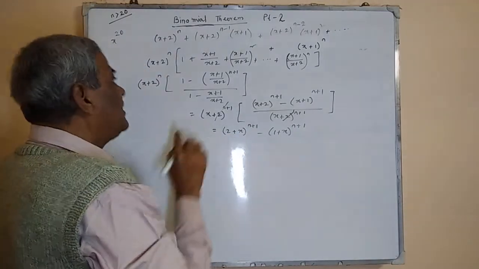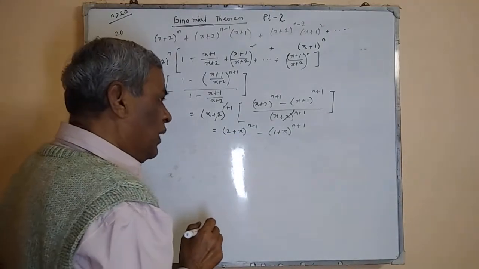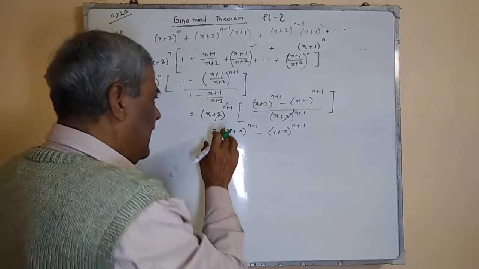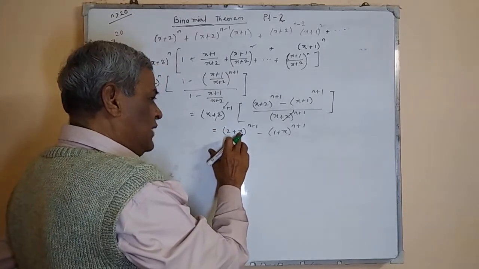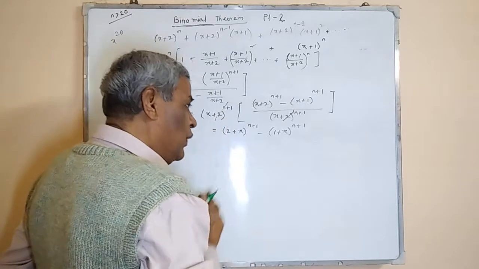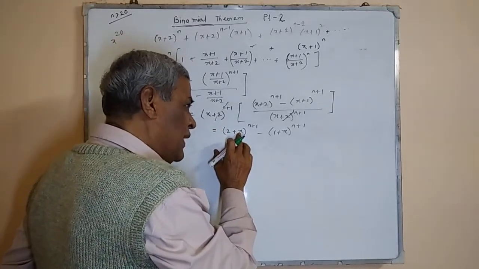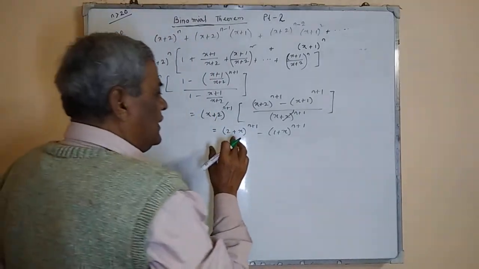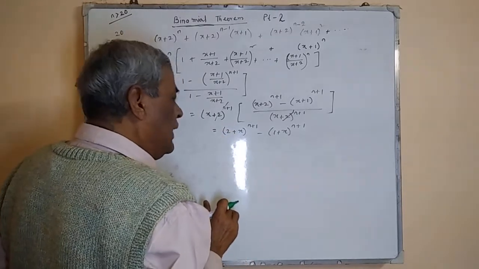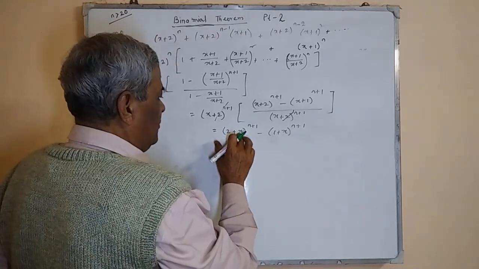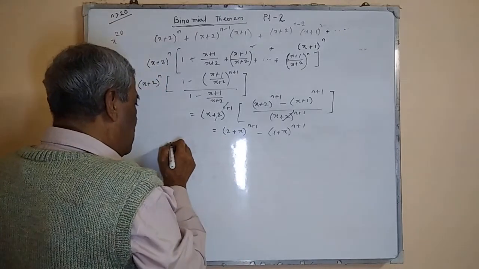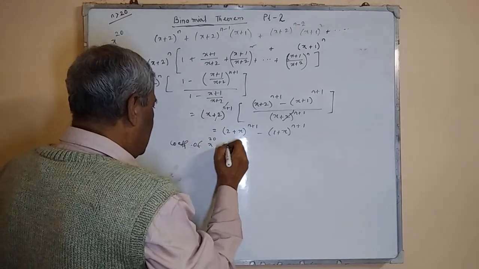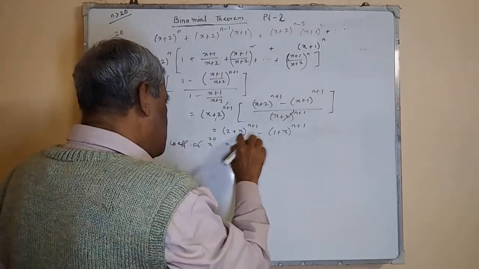Now its coefficient of x to the power 20. So the second term will contain x to the power 1, the third term will contain x squared, the fourth term will contain x to the power 3 and so on. So its 21st term will contain x to the power 20 from there. So the coefficient of x to the power 20 is equal to, from there, this minus that.